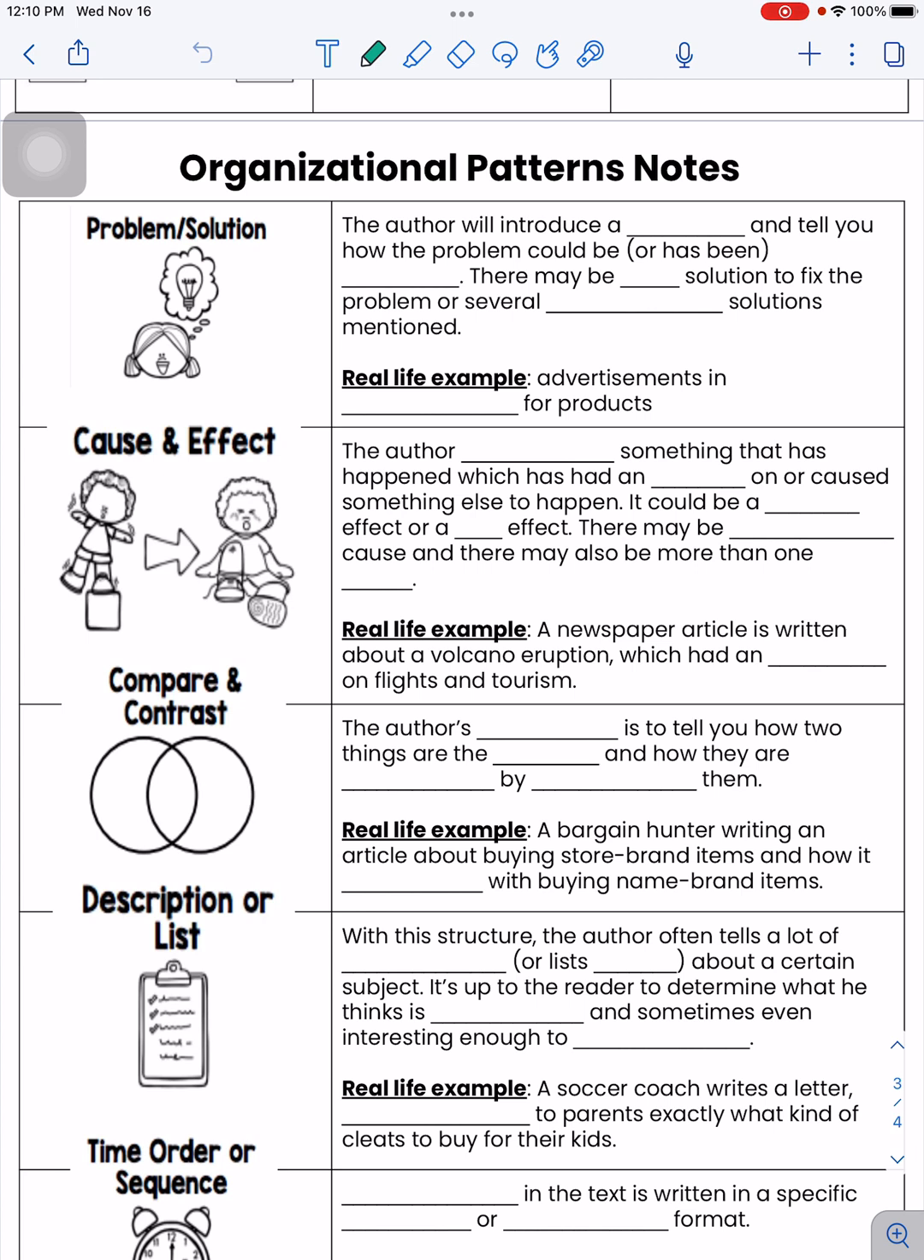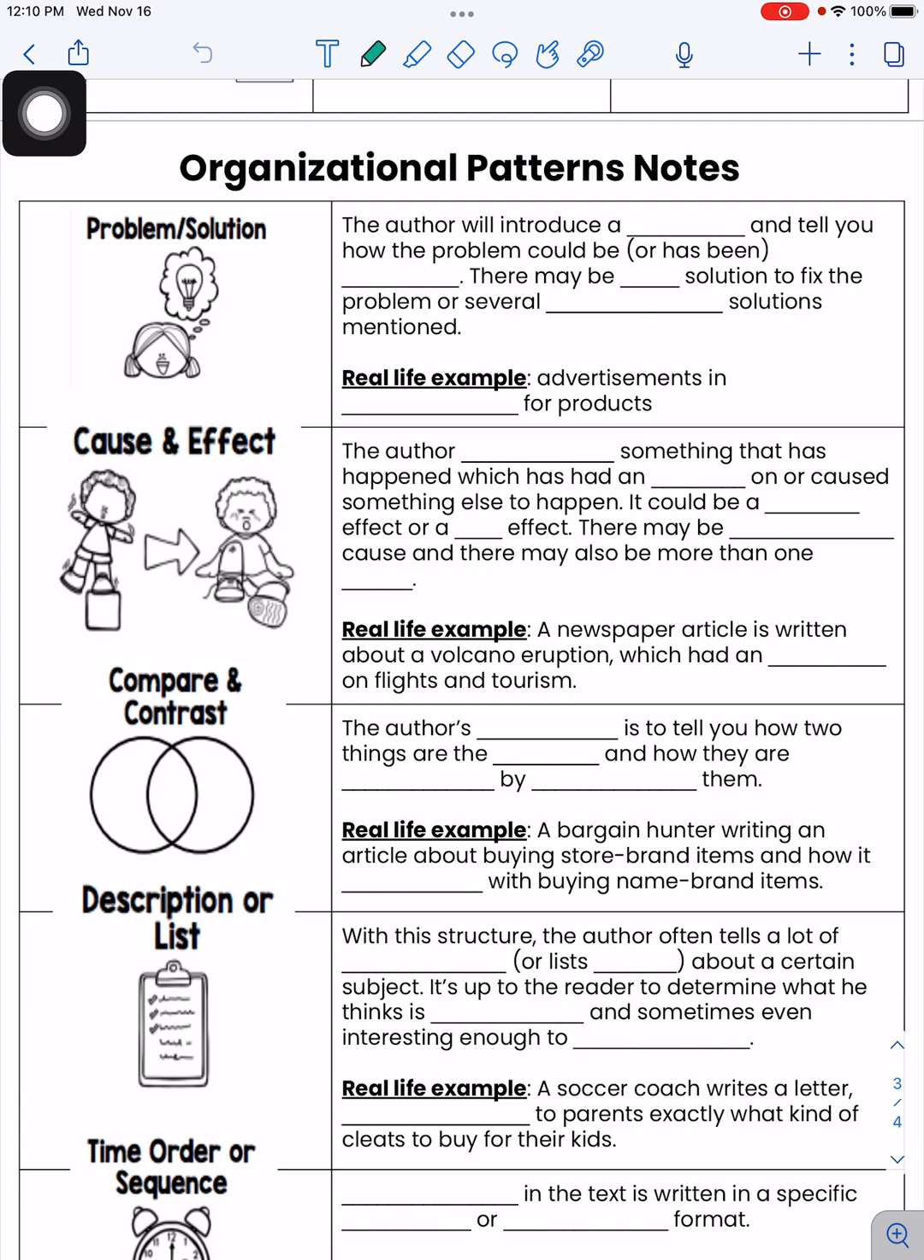So, organizational pattern refers to the way a nonfiction text is organized. So, an author is going to organize and structure their text in a way for a certain reason. And we are going to focus on 5 of these ways an author could organize their text, 5 different organizational patterns. So, the first one that we're going to look at is problem and solution.